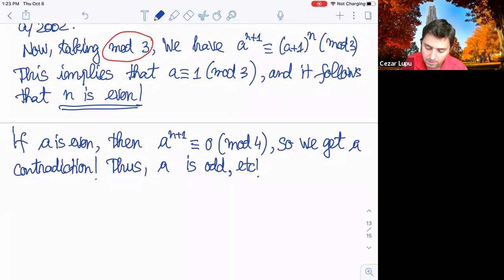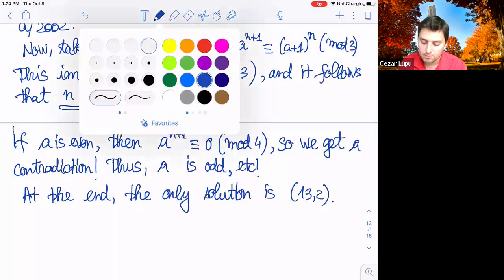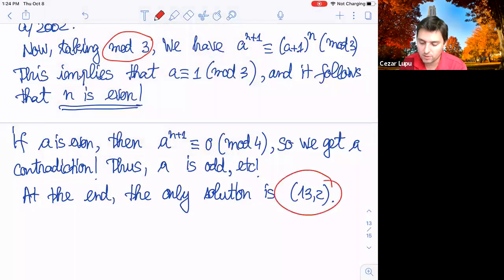So at the end, the only solution for this equation is 13, and so A is 13 and N is 2. So that's it. Anyway, I'll leave the details to you.